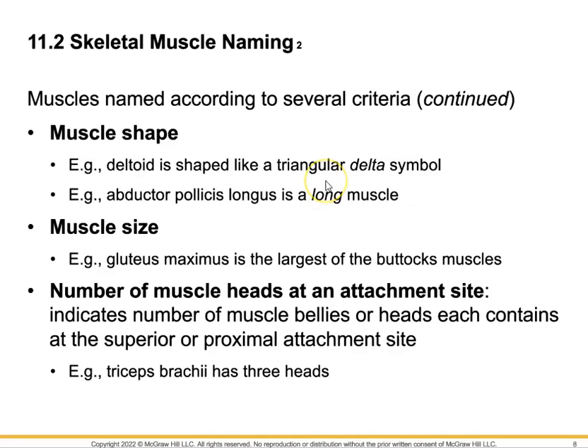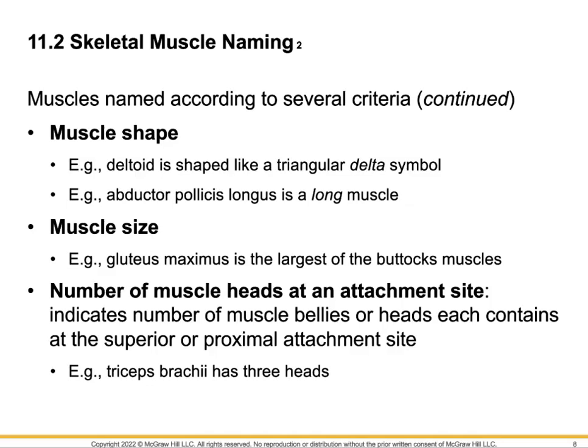Sometimes it's the size of the muscle. The gluteus maximus, gluteus minimus, gluteus medius. Well, that tells you the size of the buttocks muscles. Maximus is biggest. Minimus is the smallest. Medius, you got it. It's the middle.